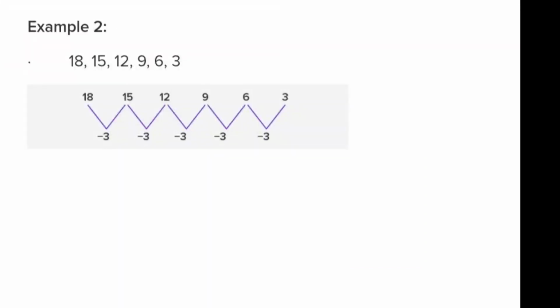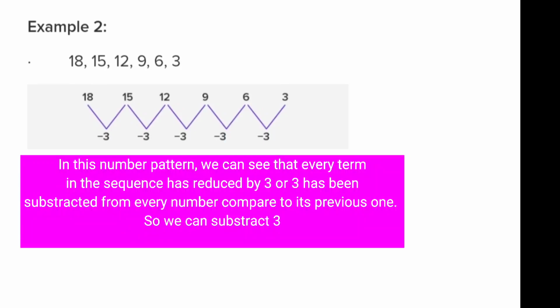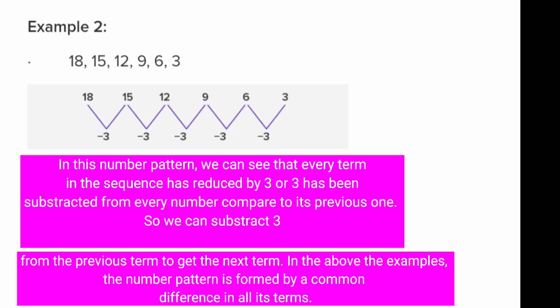Example number 2. 18, 15, 12, 9, 6, 3. In this number pattern, we can see that every term in the sequence has reduced by 3, or 3 has been subtracted from every number compared to its previous one. So we can subtract 3 from the previous term to get the next term. In the above two examples, the number pattern is formed by a common difference in all its terms.